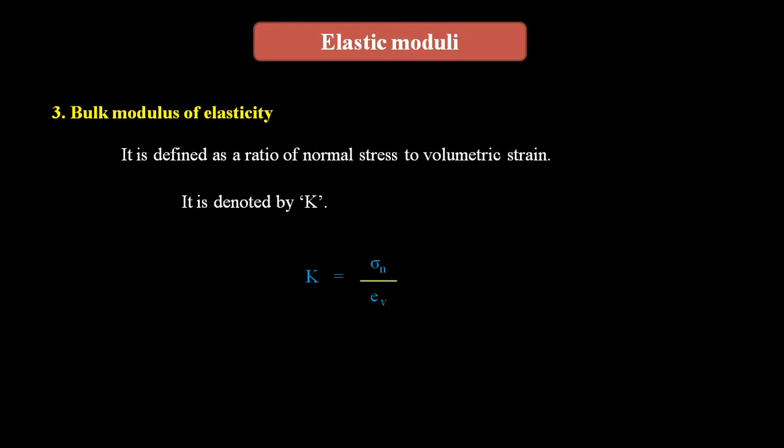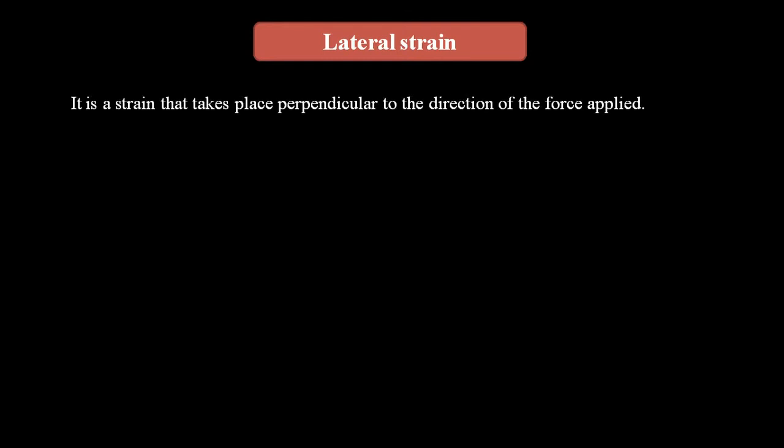Next we are going to discuss lateral strain. So we know longitudinal strain, linear strain, but what do we mean by lateral strain? It is somewhat opposite to the linear or longitudinal strain. Let us first have a look at the definition. It is a strain that takes place perpendicular to the direction of the force applied.